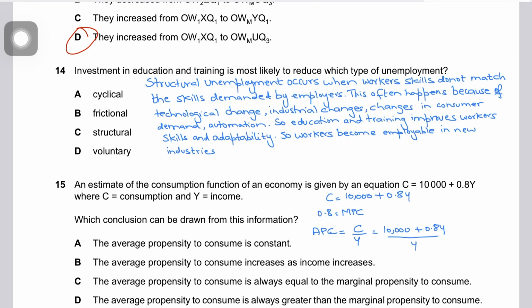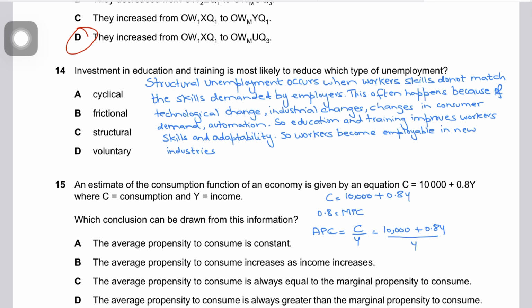The answer is structural unemployment, and it's pretty simple because we know that structural unemployment occurs when workers' skills do not match the skills demanded by the industry or the employers, because of a technological change, or maybe the industry demand is changing, or maybe automation, the industry is declining. But education and training is going to help improve the workers' skills and adaptability, and hence make them more employable. So that is why option C should be the correct option.